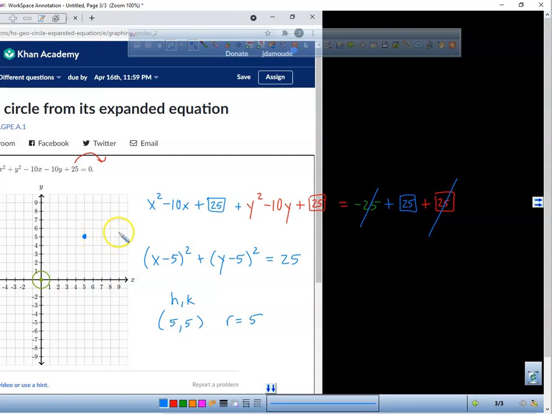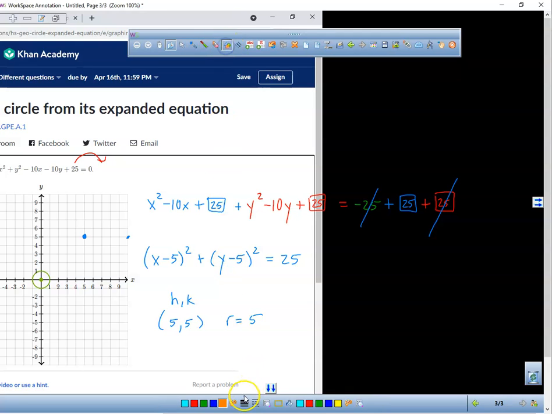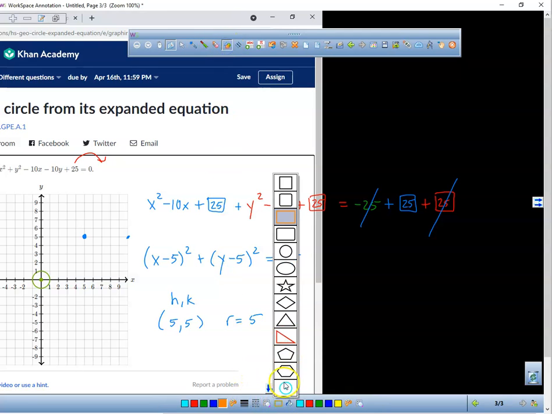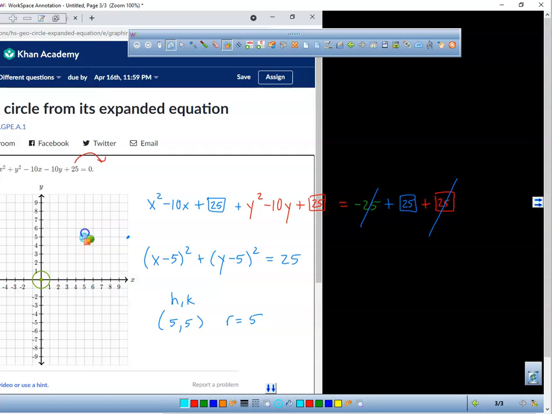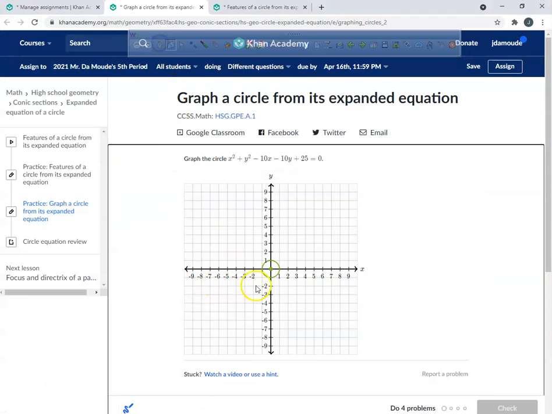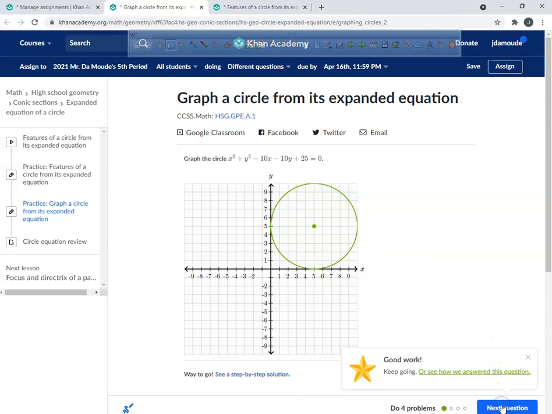1, 2, 3, 4, 5. So I put a point here, and so I have a circle that will look something like this, right there. That's what you're going to see on Khan Academy. All right, so I go take that, go over 5, up 5 right there, and what do I do? I stretch it out so that the radius is 5. I'm feeling pretty good about this, and that's how you do it.